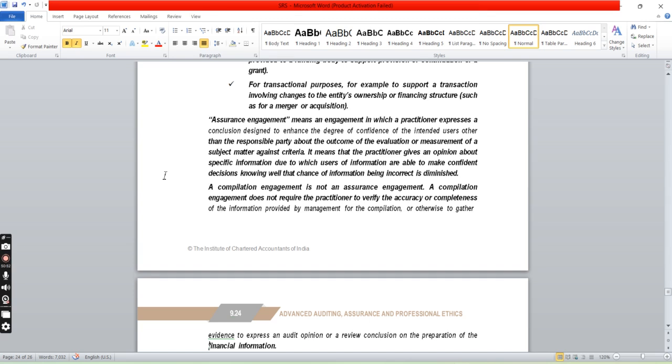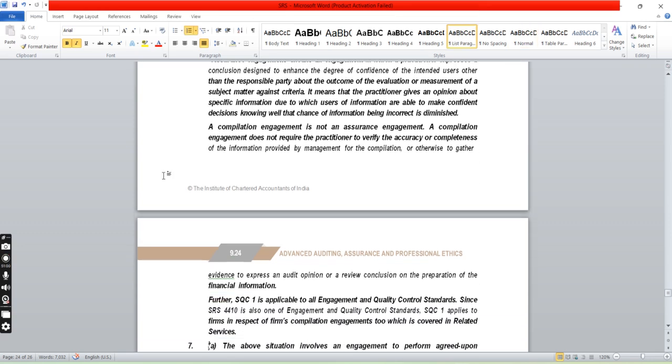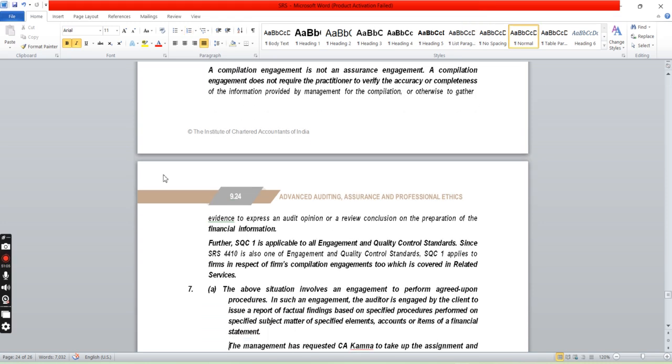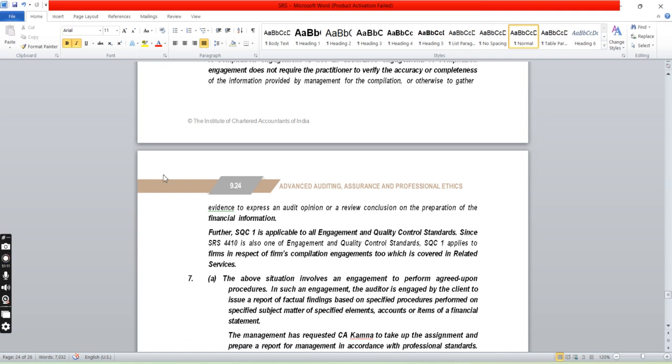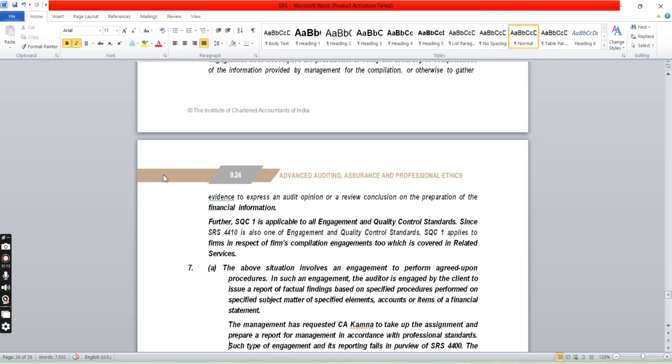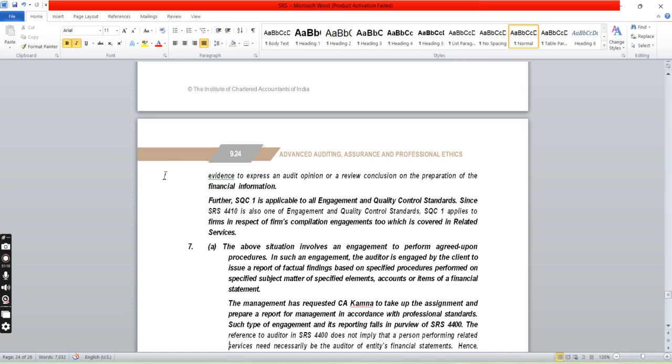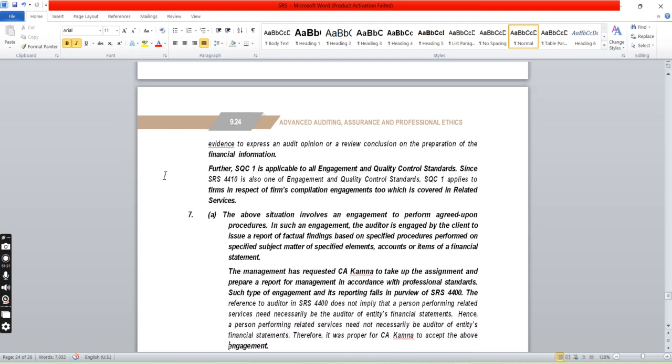A compilation engagement does not require the practitioner to verify the accuracy and completeness of information provided by the management for the compilation, or otherwise to gather evidence to express an audit opinion or review conclusion on the preparation of financial information. SQC1 is applicable to all engagements and quality control standards. Since SRS 4410 is one of the engagement and quality control standards, SQC1 applies to a firm in respect of the firm's compilation engagements, which are covered in related services.